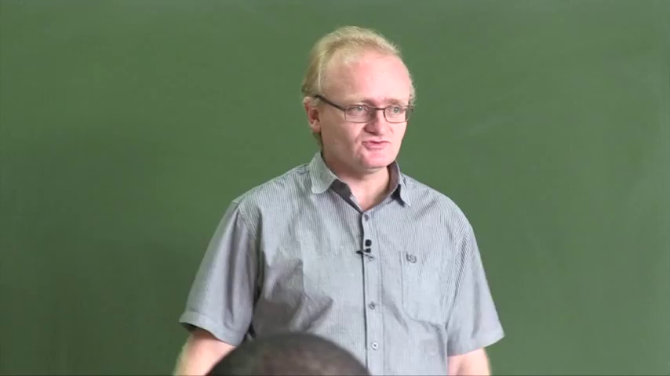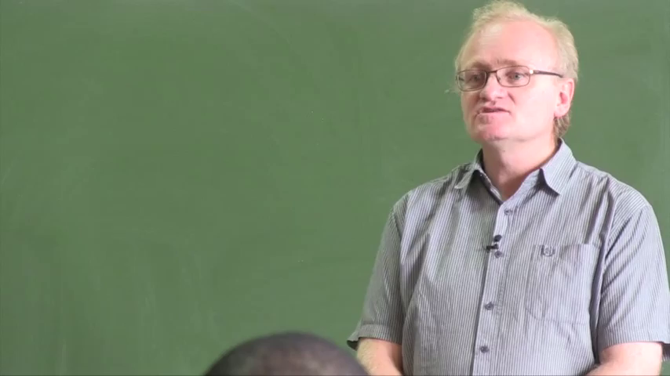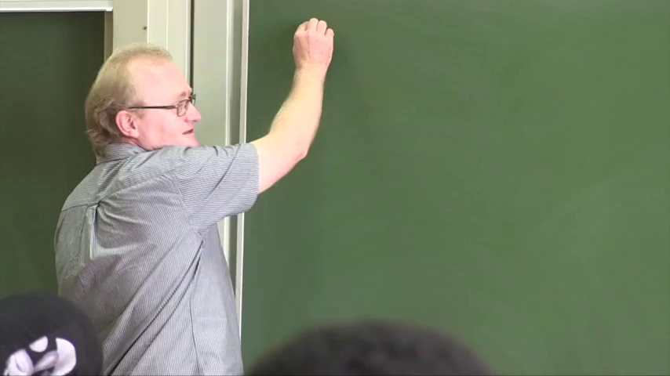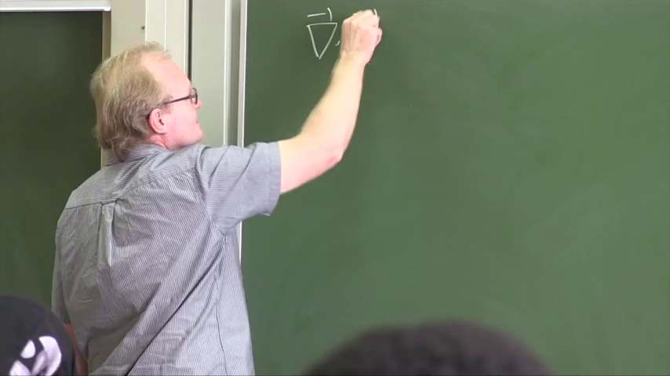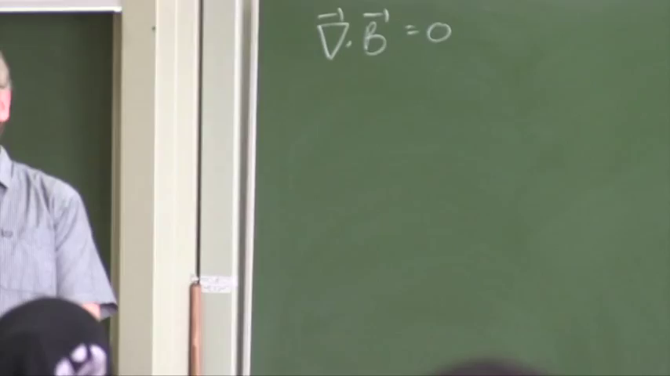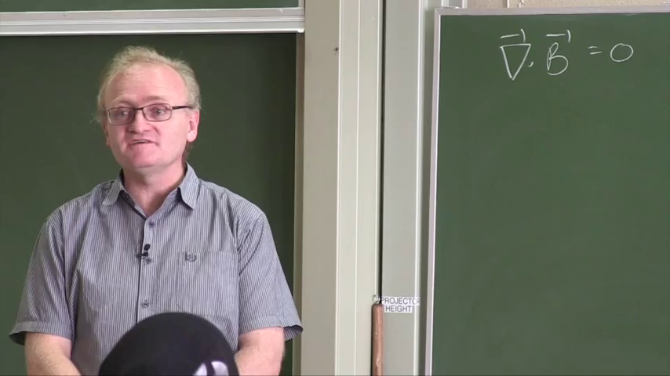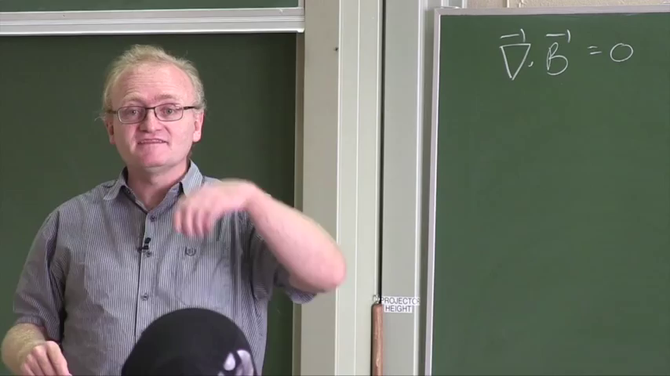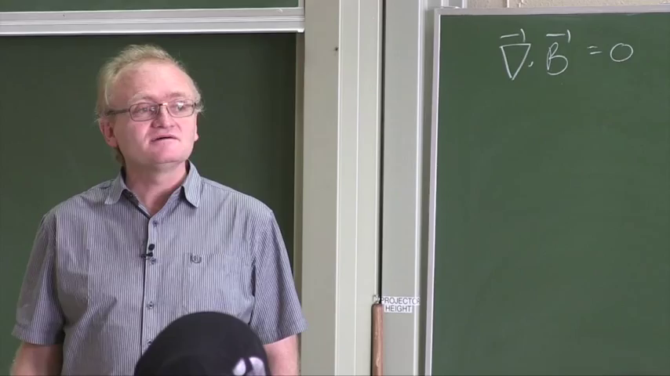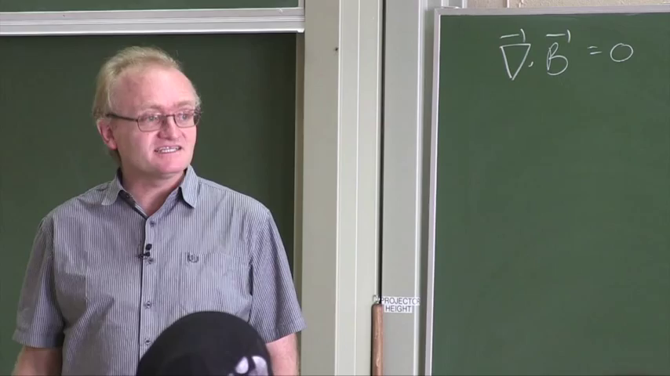Maybe just to start off, to remind ourselves, let's write down Maxwell's equations. Will somebody tell me, what are Maxwell's equations? Divergence of B is zero, good. Ishmael, what does this equation tell us? There's no source for the magnetic field. That means there's no point where the magnetic field lines start, and there's no point where the magnetic field lines end. Equivalently, there are no magnetic monopoles. Very good. Okay, next one.